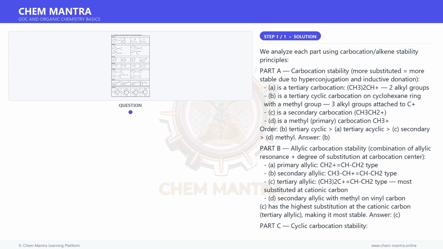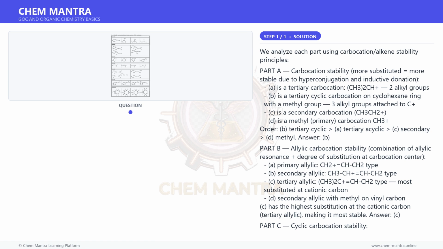Answer A. Part F, resonance structures of the cinnamyl-type carbocation, PhCH equals CH, CH2+. All four structures are resonance contributors of the same carbocation. The most stable resonance structure is the one where the positive charge is on a carbon that keeps the aromaticity of the benzene ring intact while being stabilized by adjacent unsaturation. Structure B places the plus charge on the benzylic allylic carbon in a way that best represents conjugation without disrupting the benzene ring, making it the most stable resonance contributor.